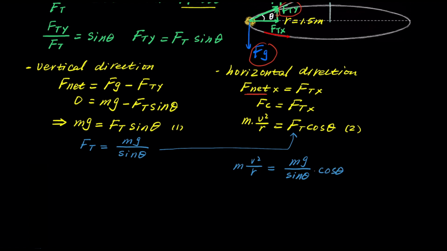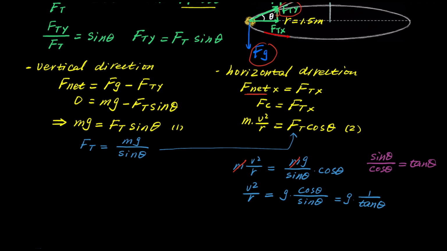Now right away we can cancel the mass from both sides. So you can see the angle is actually independent of the rock's mass, right? And then we are left with v squared over r equals g multiplied by cosine theta over sine theta. Now sine theta over cosine theta is tangent theta. So here we have cosine theta over sine theta, so it's 1 over tangent theta.